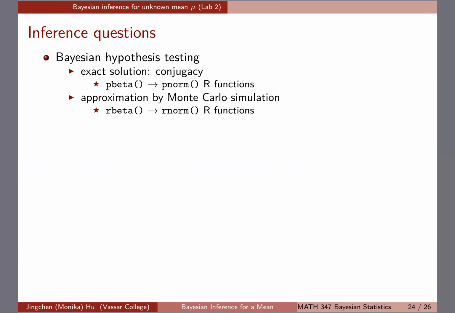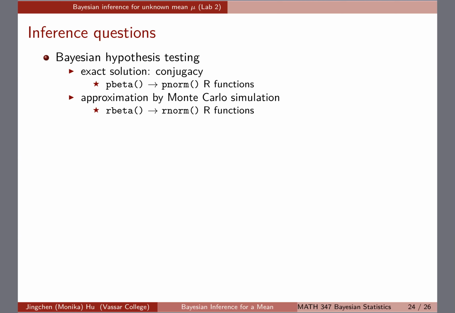The first one is Bayesian hypothesis testing, right? We're trying to figure out the posterior distribution of the unknown parameter. So in this case, we used to do p beta in last unit, and now you can use p norm. Okay, so when you have this mu as the only unknown parameter and sigma is known, then you can use p norm to get the exact solution.